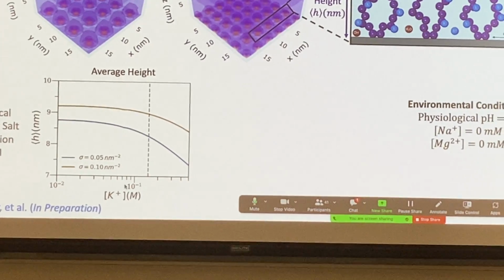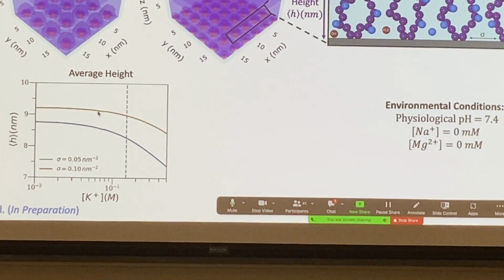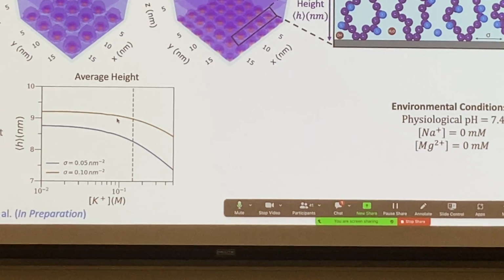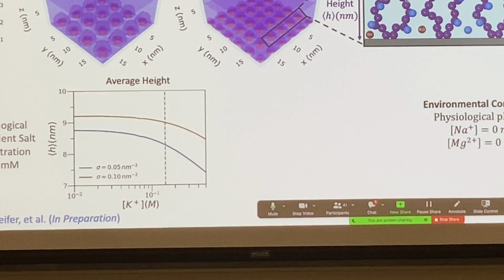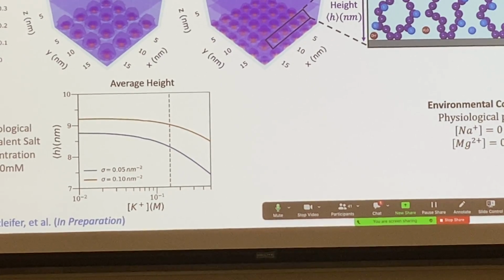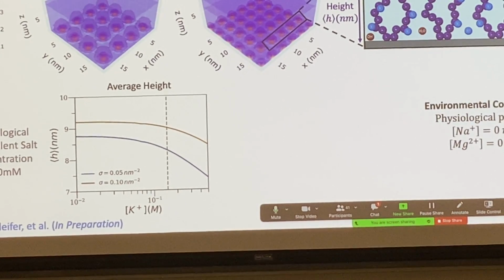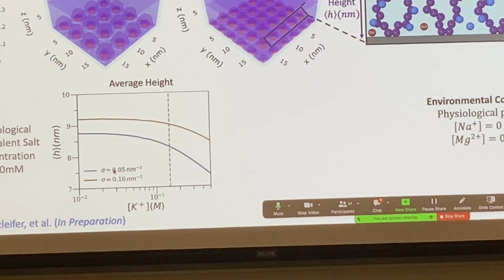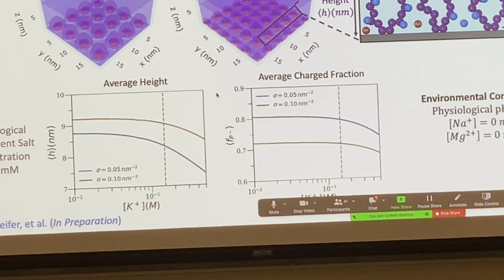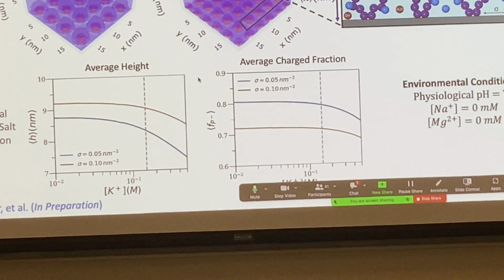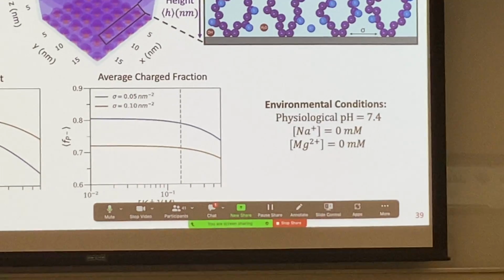We see that the higher density system has a larger height in general due to the electrostatic repulsions between neighboring chains, which cause chain stretching and an increase in height. In addition, this higher density system is less sensitive to changes in potassium concentration. And this is even more prominent when we look at the charge state of the system.